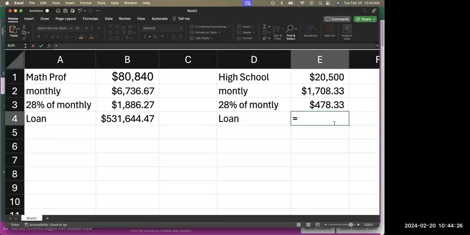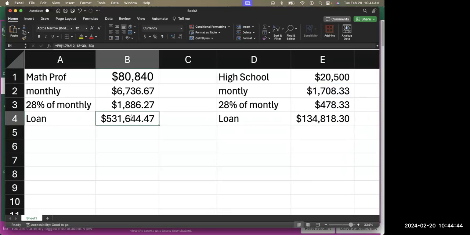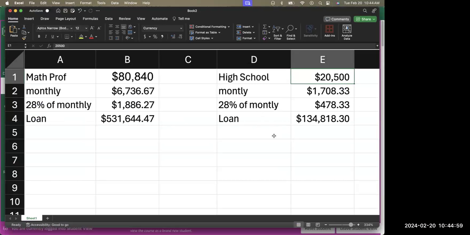Now I need to find the size of the loan. So PV of 1.7% divided by 12, 12 times 30, minus this value we just found before. So that's the size of the loan that they can have. This is the size of the loan that the math professor can have. Now again, if you follow those steps, all I have to do is change this income to the one given. So you'd only have to change one number to get the right answer. That should help you as well.